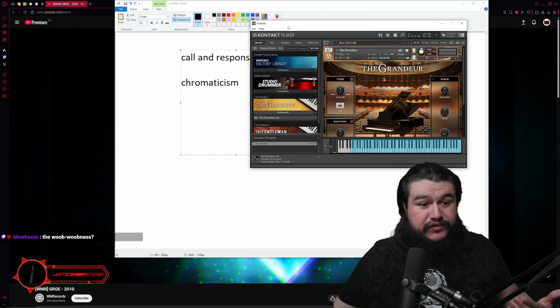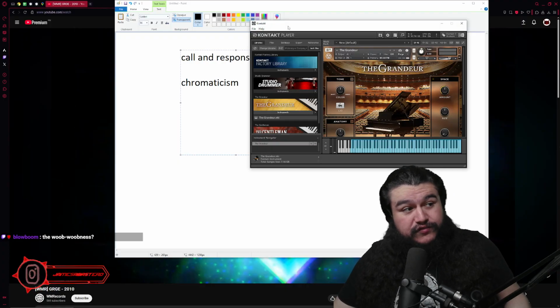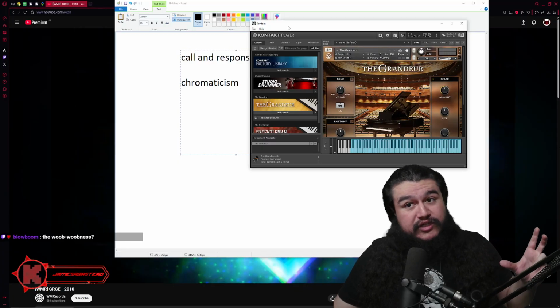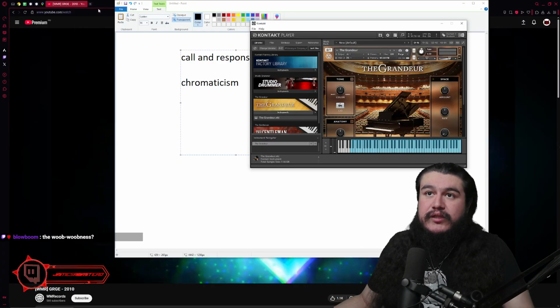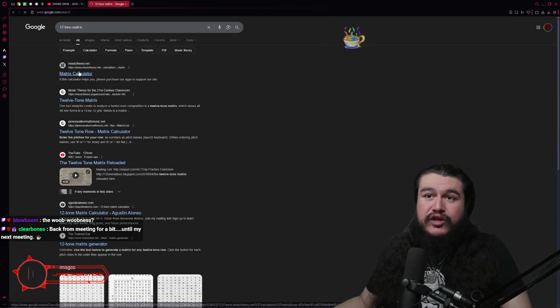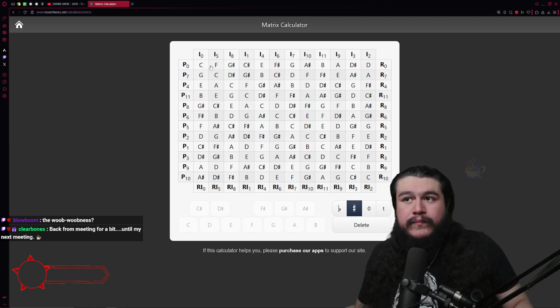We can use chromaticism for that kind of thing. That's not what 12-tone music is. 12-tone music means that you build a row, what is called a row, and you establish, like, let me show you, right? So, 12-tone matrix. You build a row with notes, and it looks something like this.